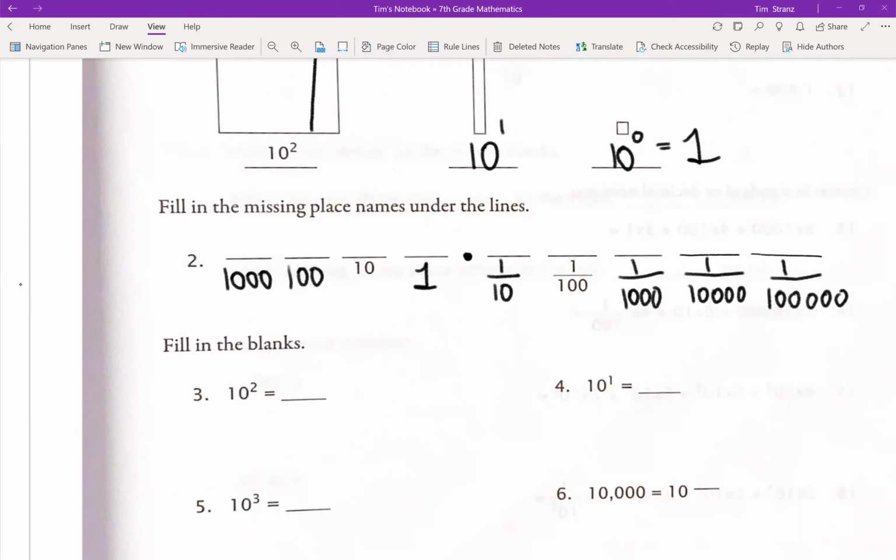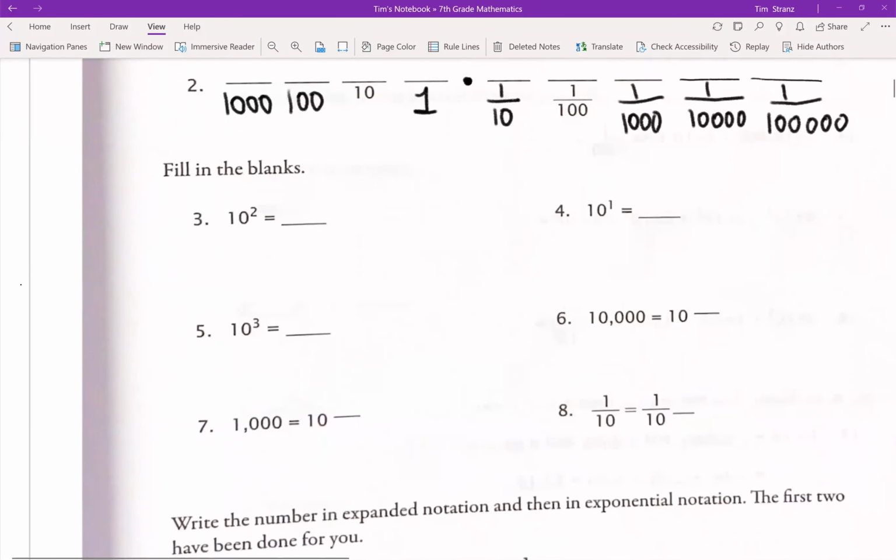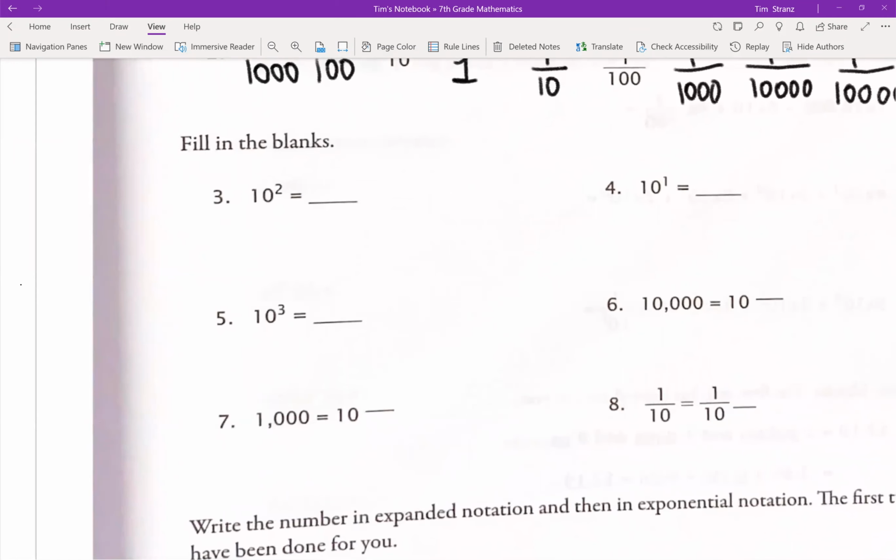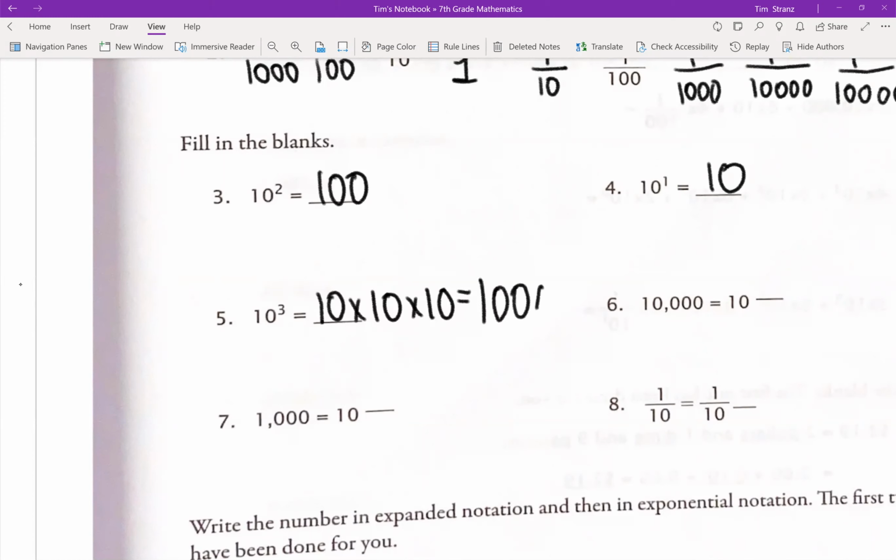Okay. Next group, fill in the blanks. So they just want you to solve these, I think. So 10 squared, 10 times 10 would be 100. Number 4, 10 to the power of 1 would just be 10. Number 5, 10 times 10 times 10, right? How many zeros do we have? Well, we got 3 zeros, so you're going to put 3 zeros on here, which would be 1,000.